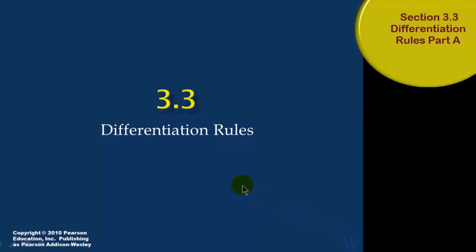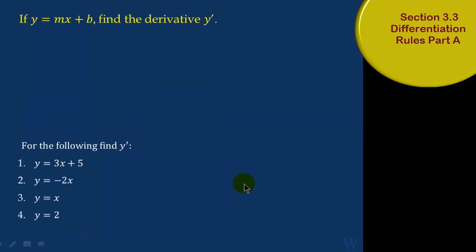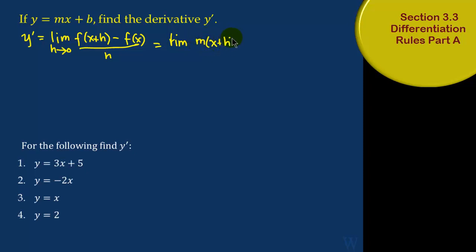Section 3.3 Differentiation Rules. As a motivation, we will look at this particular problem. If y is equal to mx plus b, find the derivative y prime. By definition, y prime is equal to the limit of f of x plus h minus f of x, whole thing divided by h, as h approaches 0. For this one, it'll be the limit of m times x plus h plus b minus mx plus b, whole thing divided by h.